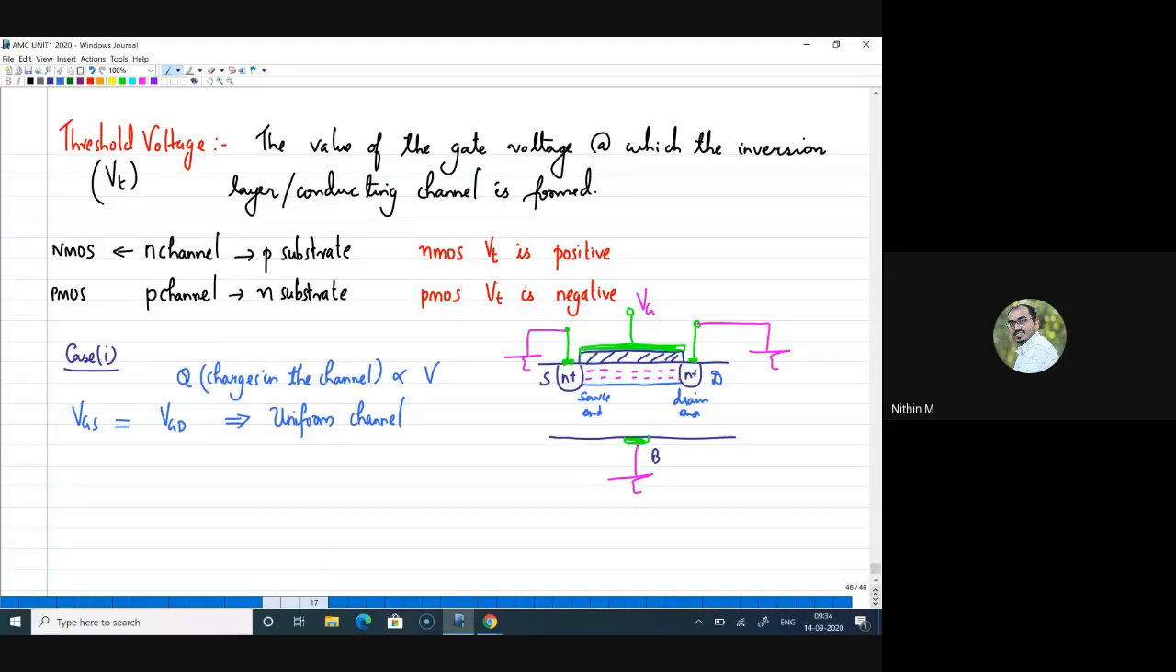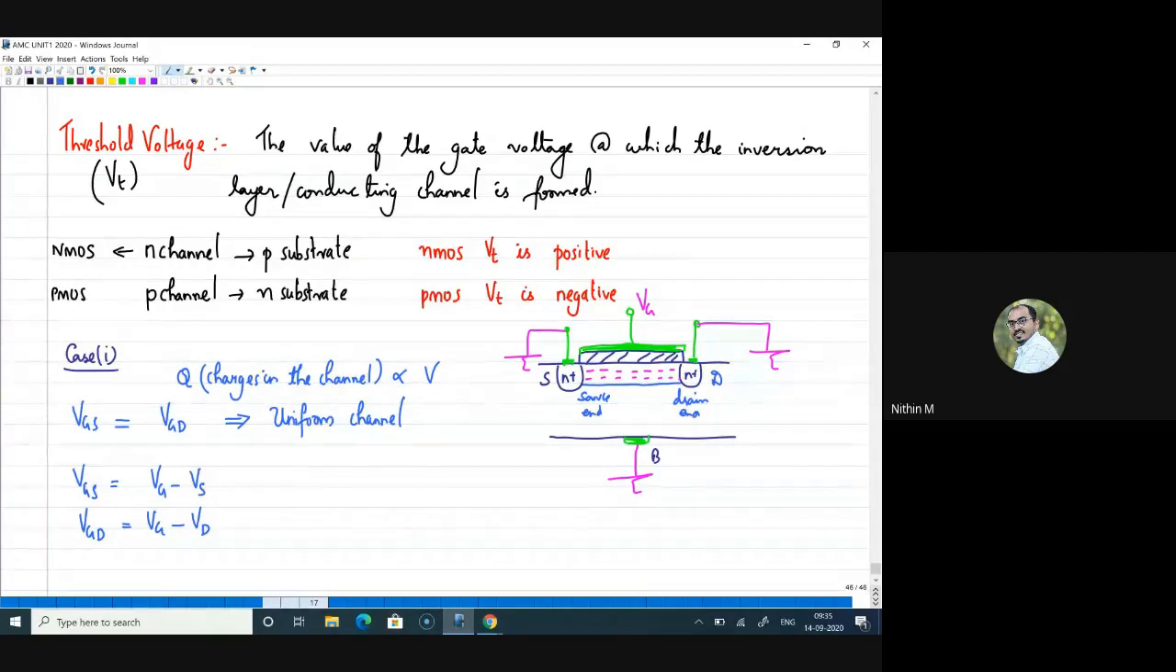Now, let me explain this also. What is VGS? VGS is VG minus VS. VS is 0 in this case, so VGS is in fact VG minus 0, which is VG. Now, what is VGD? VGD is VG minus VD. Again, in this case VD is 0, so VGD is equal to VG. That is how we stated that the channel is uniform, right?